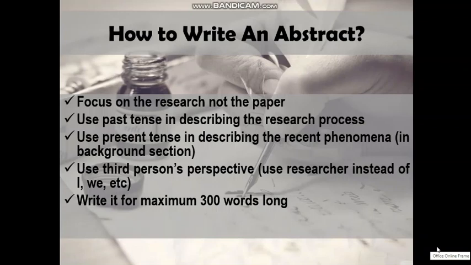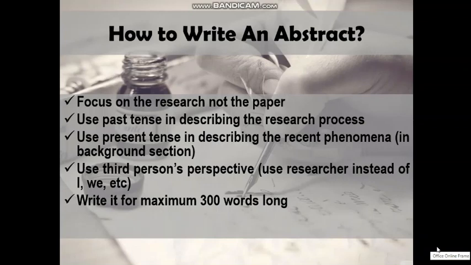There are two kinds of tenses that we can use in writing an abstract. The first one is past tense, which is usually used to describe the research process. And the second one is present tense, which can be used to describe recent phenomena. Usually, it's written in the background section. And the third one, we have to use the third person's perspective. For example, use the word researcher instead of I, we, or something like that.